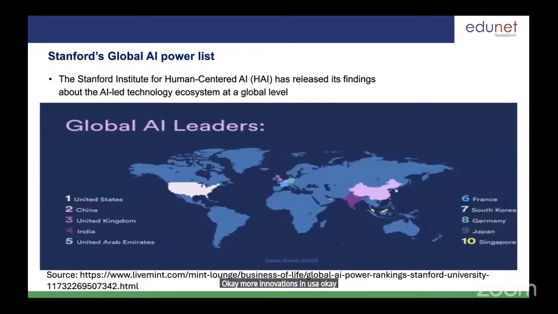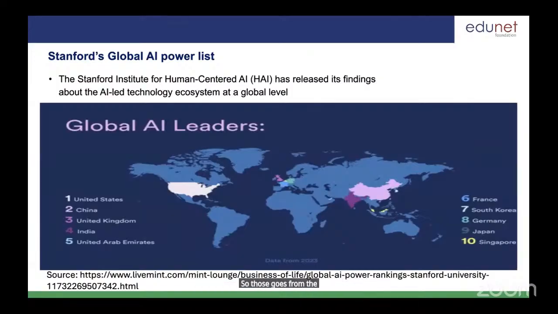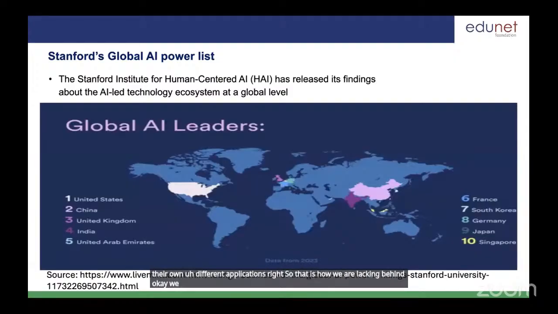Okay. See, we basically have to understand one thing. Whatever applications or latest technologies we are using are created by the United States. A lot of things. If you take Facebook, WhatsApp, right? Those come from the United States. And if we talk about China, China has their own different applications, right? So that is how we are lagging behind. We are more used to the technologies developed by the United States.